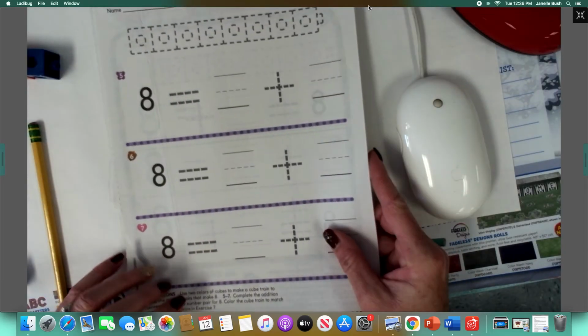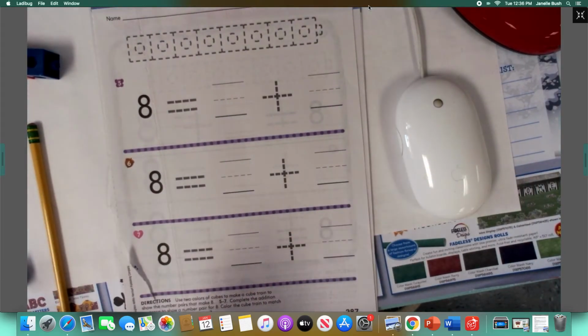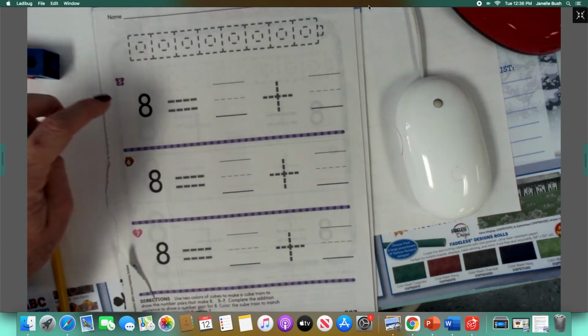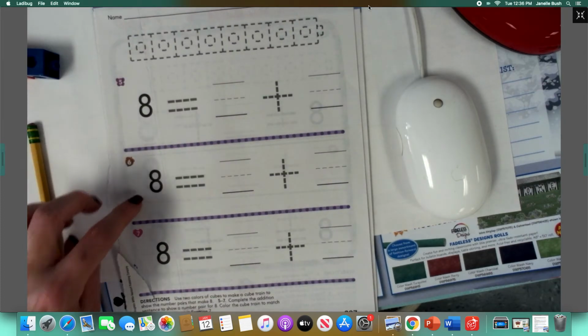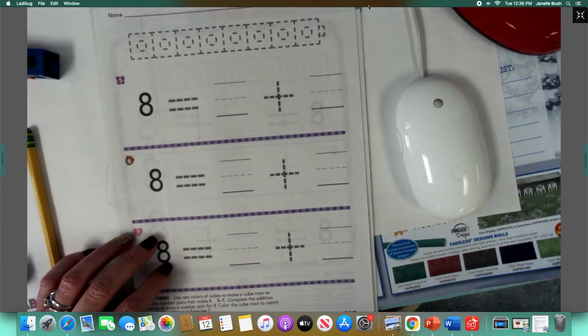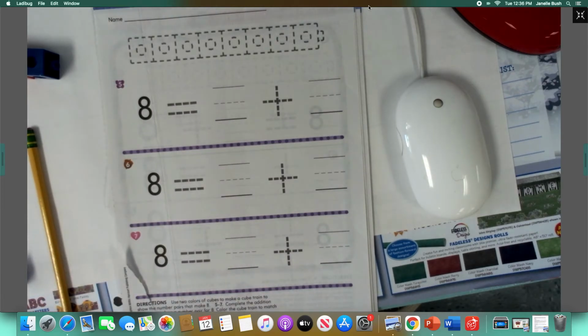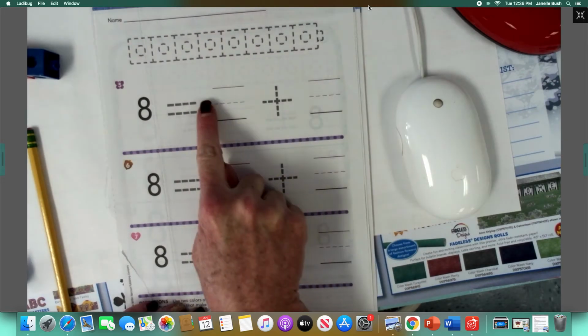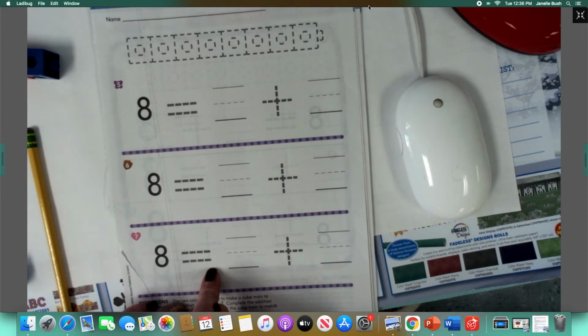Okay, so we are continuing with ways to make 8. So what you're going to do is problems 5, 6, and 7 all by yourself. You're going to come up with different ways to make 8. If you do not have cubes at home, then you can draw some cubes or color some cubes, or you could even use different little toys that you find around your house. But I want you to do 5, 6, and 7 by yourself.